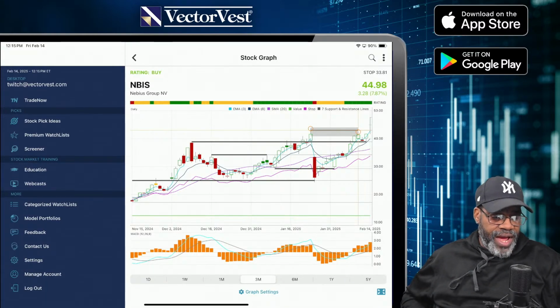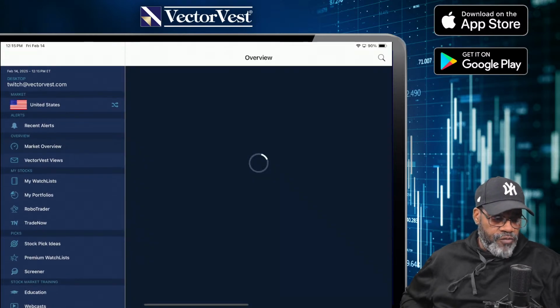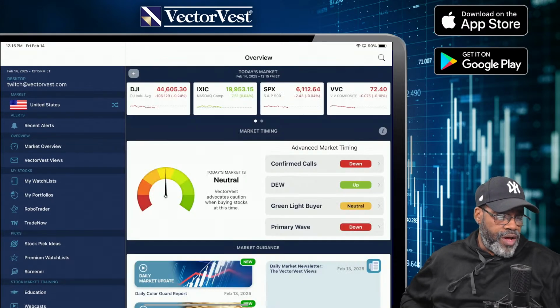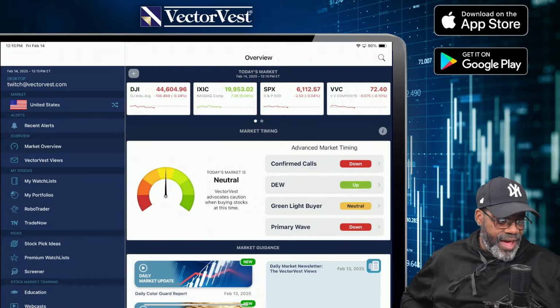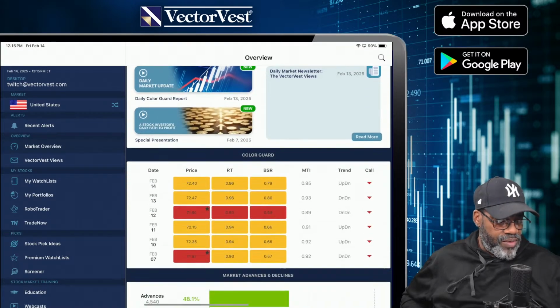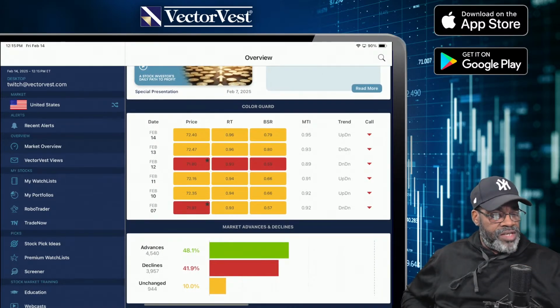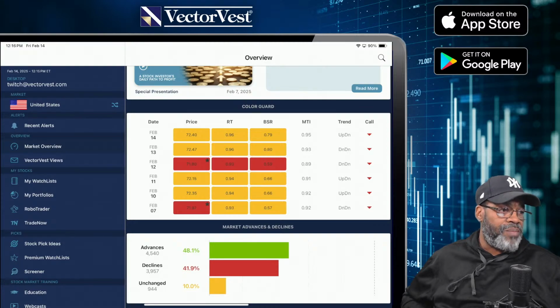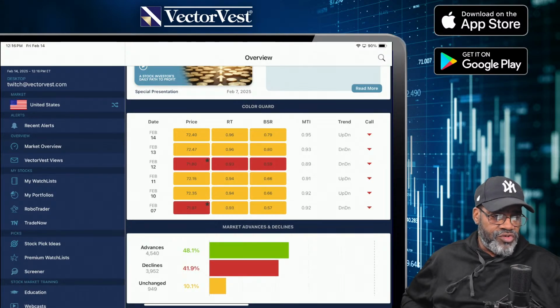All right, let's go back to the overview page. Based upon the guidance that we have, yesterday we finished with 3 yellow lights. Today, we're currently in 3 yellow lights. Keep in mind, markets are closed on Monday for President's Day, so next week is going to be lighter trading, well, one less trading day.